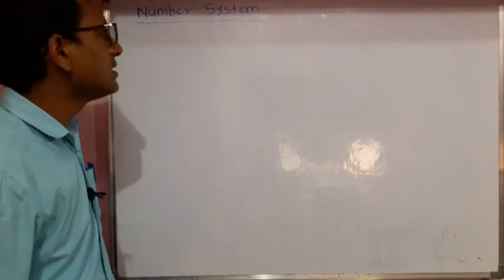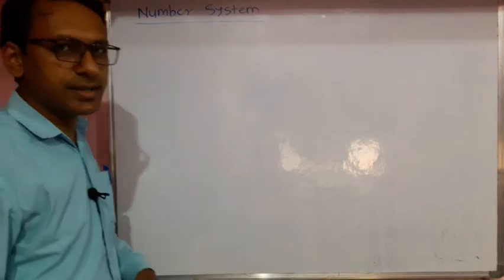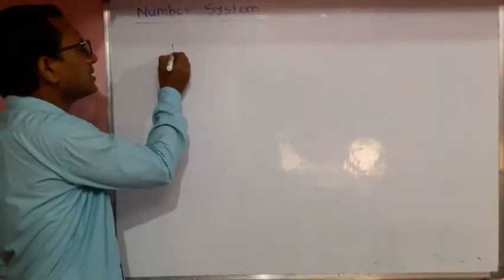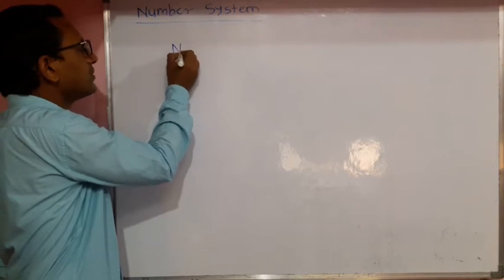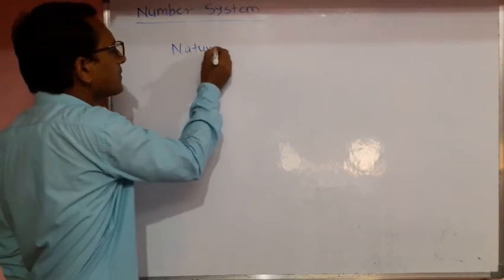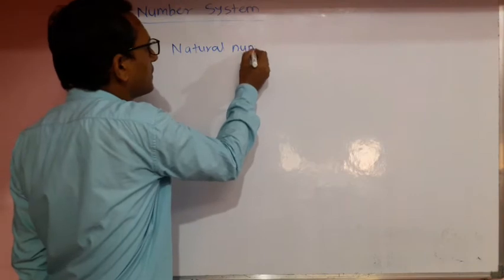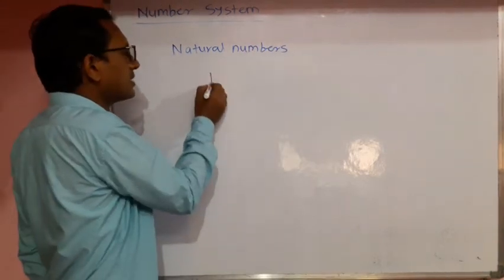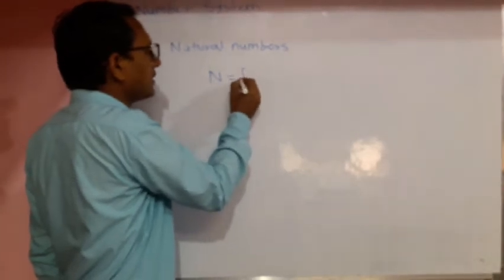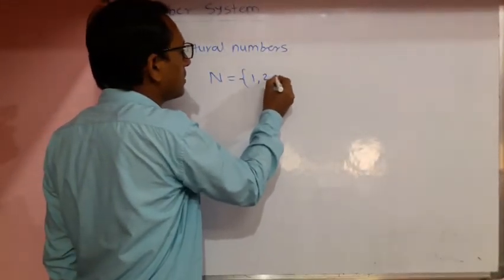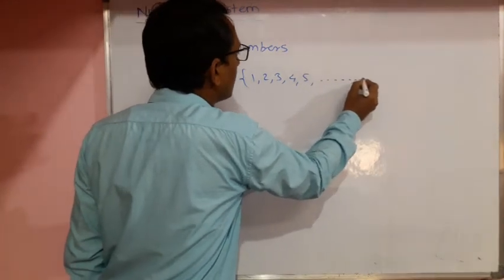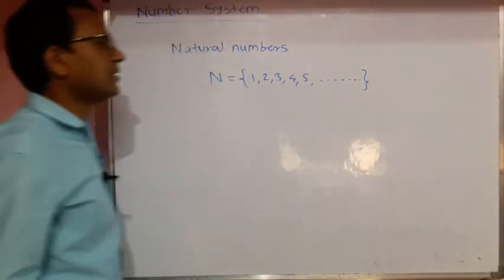But before that, we have to see the number system. First is the set of natural numbers. This set is represented by capital N, and this set contains the elements 1, 2, 3, 4, 5, and it contains an infinite number of elements.